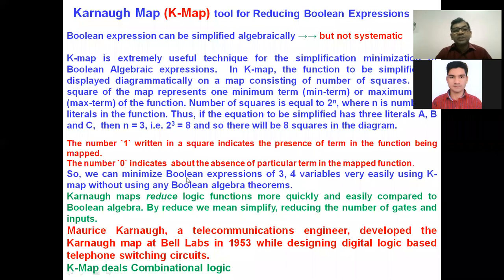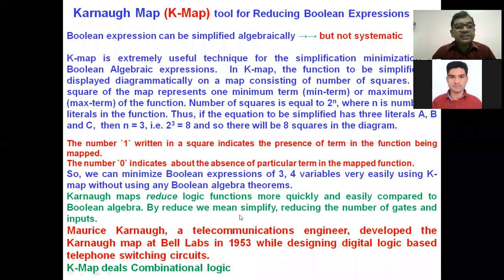So we can minimize a Boolean expression of 2, 3 or 4 variables very easily using K-map without using any Boolean algebra or theorem. So in solving the K-map, we are not using any laws or theorems of Boolean algebra. K-maps, or Karnaugh maps, reduce logic functions more quickly and easily compared to Boolean algebra. By reduce, we mean simply reducing the number of gates and inputs.